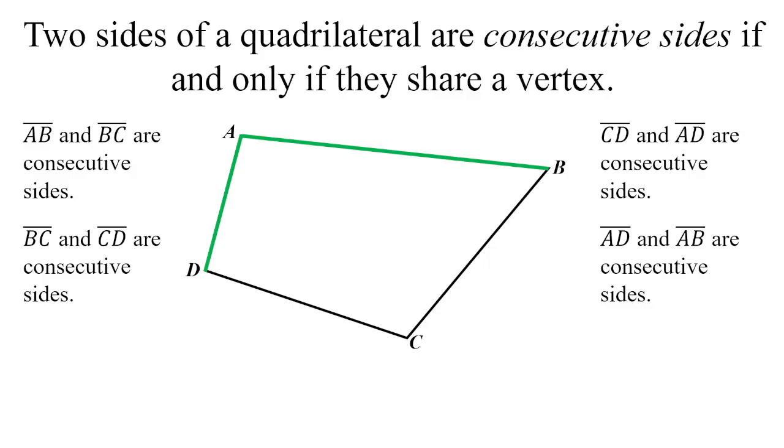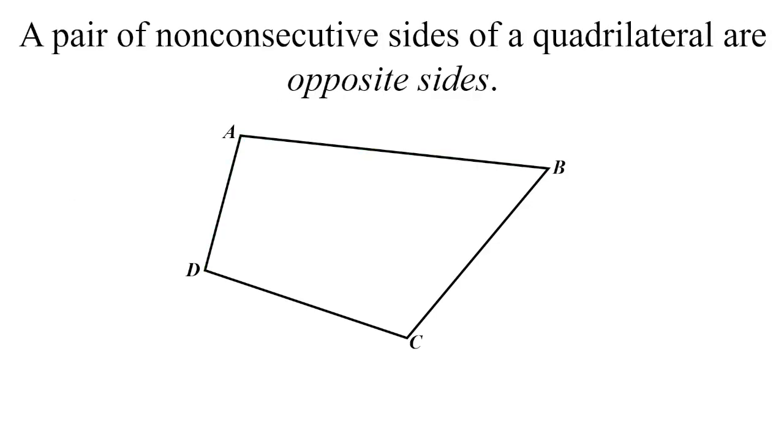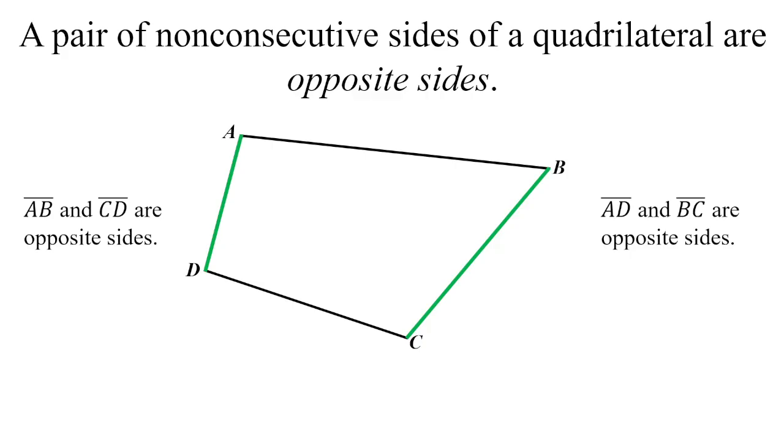So consecutive sides share a vertex. But if they don't share a vertex, then they would be opposite sides. Segment AB and segment CD are opposite sides. Segment AD and segment BC are opposite sides.